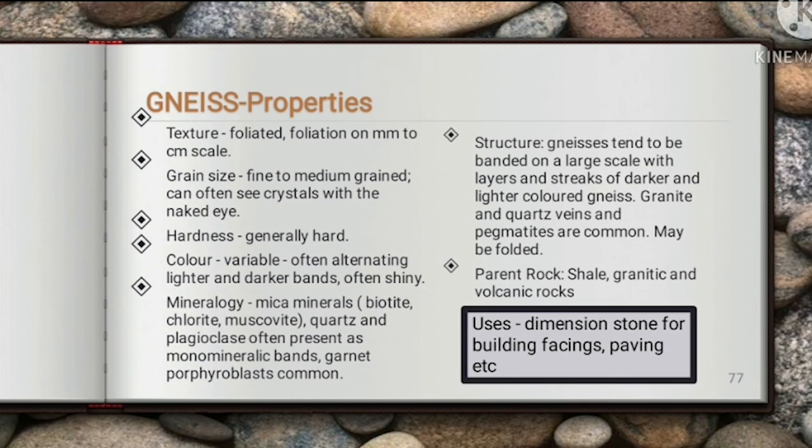Structure. Gneiss tends to be banded on the larger scale with layers and streaks of darker and lighter colored gneiss. Granite and coarse veins and pegmatites are common, may be folded. Parent rock, shale, granitic, and volcanic rocks. The uses of gneiss, dimension stone for building facings, pavings, and many more.